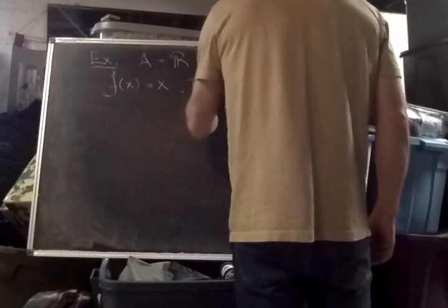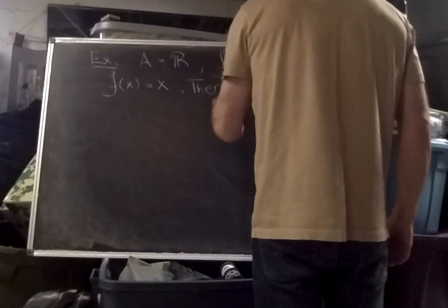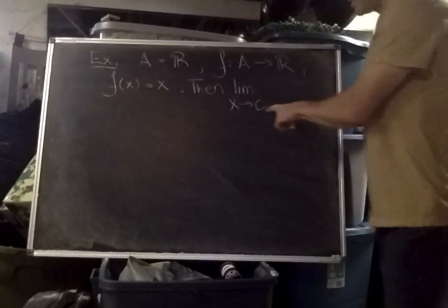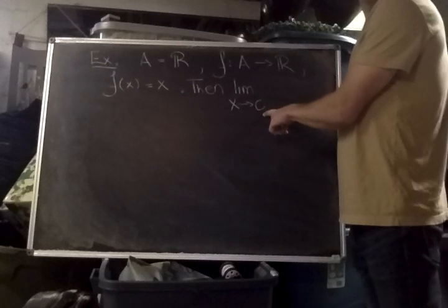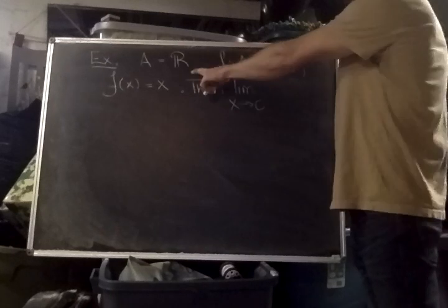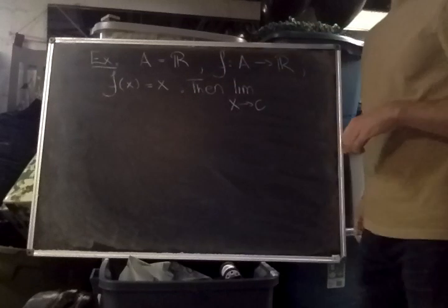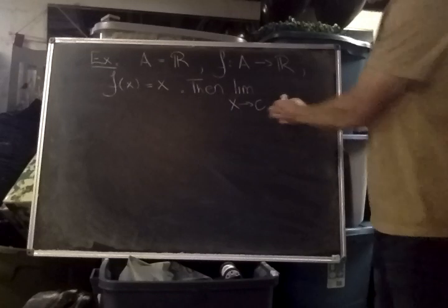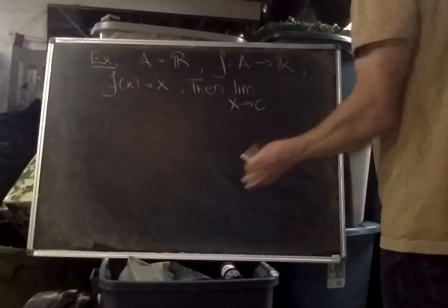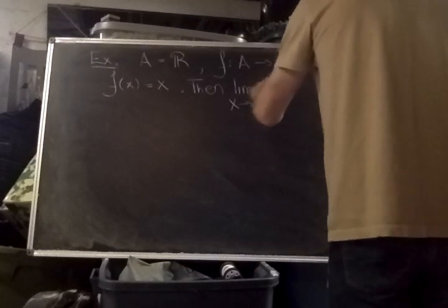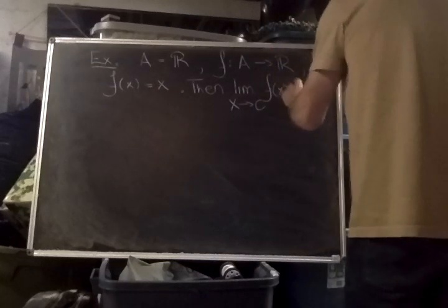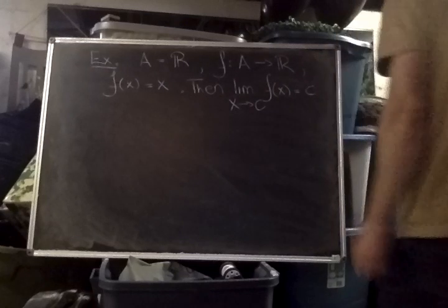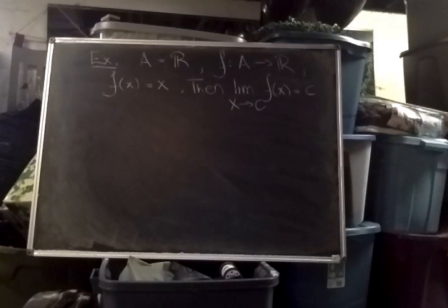Then I claim the limit as x approaches c. And again here, we don't have to worry about what c is exactly because the domain, once again, is all of the real numbers, right? And every single real number is a cluster point of the real numbers. So any c will do here. The limit as x approaches c of f of x is just equal to c itself, right? That's what we should have.